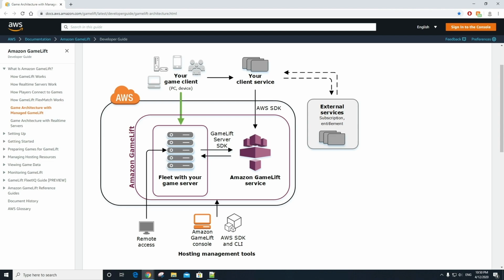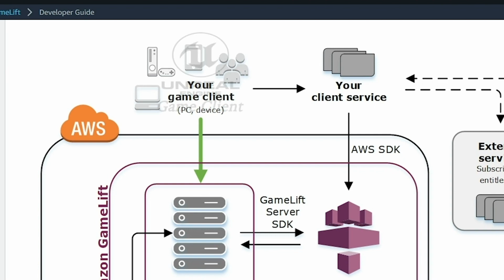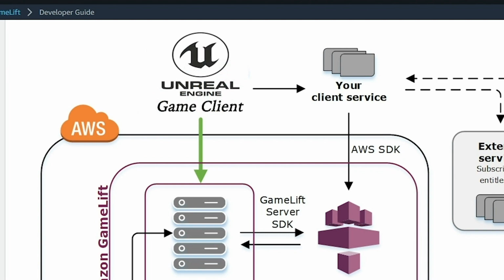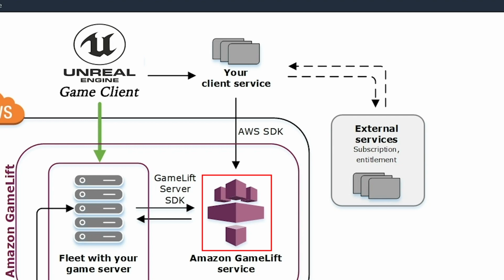Let's start with the most obvious part of this picture in the top left where it says your game client. This will be our Unreal Engine client build. So this will have the login screen, and then after a client logs in, they'll see some kind of main menu. Now to the right of your game client, it says your client service, and underneath your client service are the Amazon GameLift service and external services.